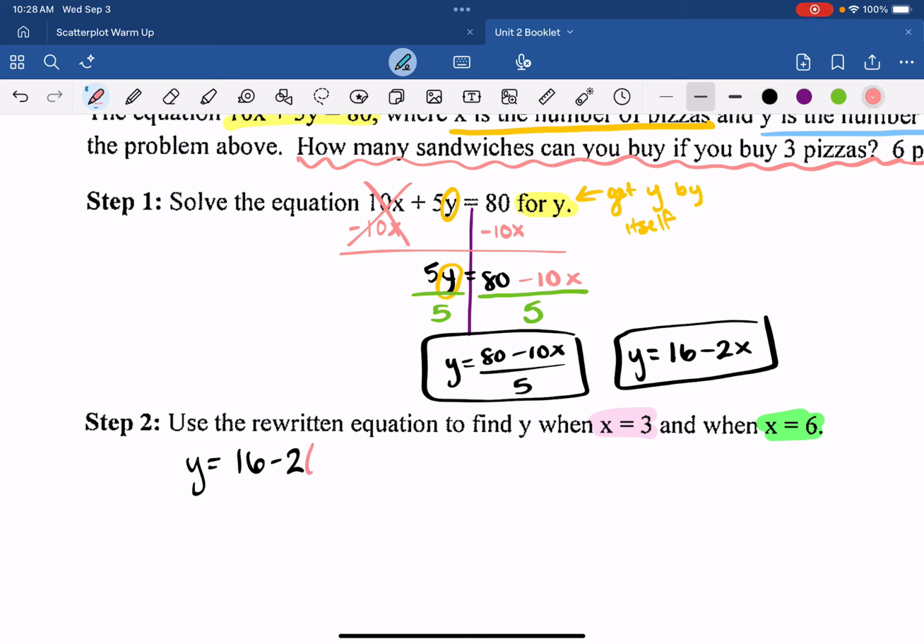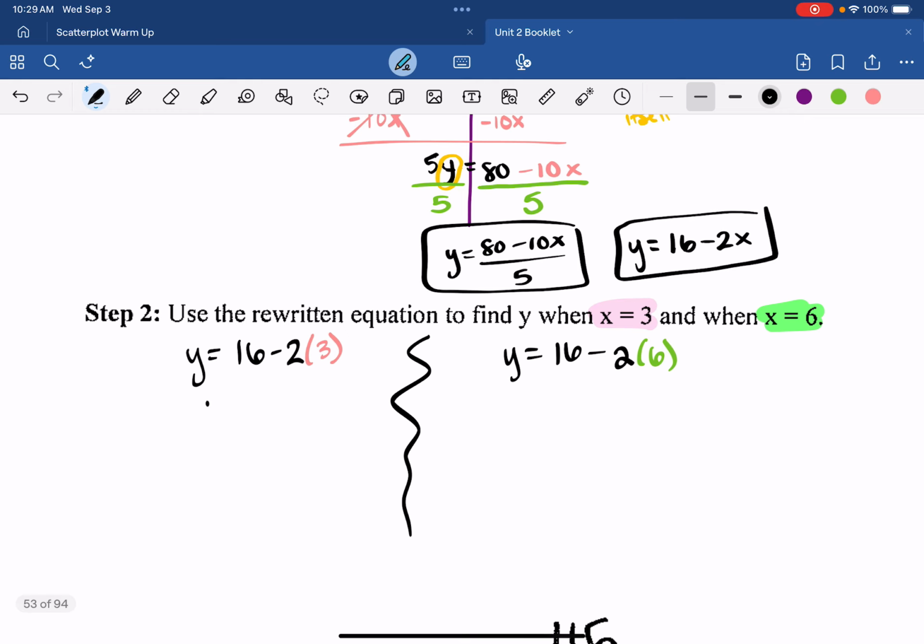So I'm going to take my 3 and I'm going to plug it in for x. Same with the other side, I'm going to plug the 6 in for x. Okay? And now these are two separate problems. We're just going to simplify both of these. Okay? So I have 16 minus 6 gives me 10. And then I have 16 minus 12 gives me 4.